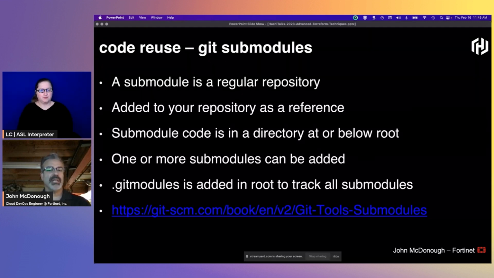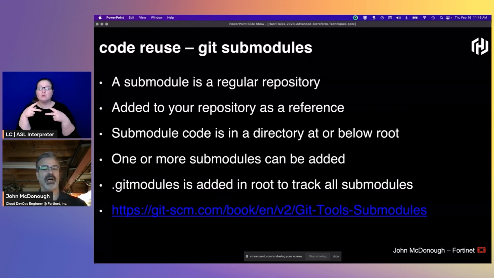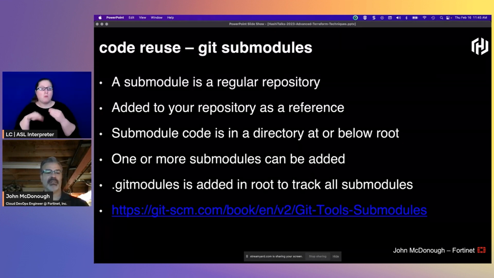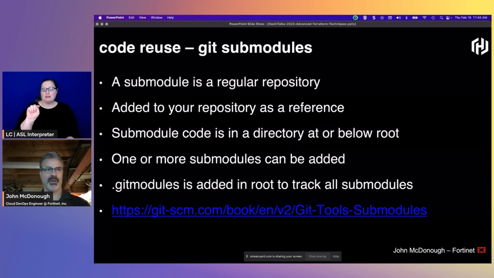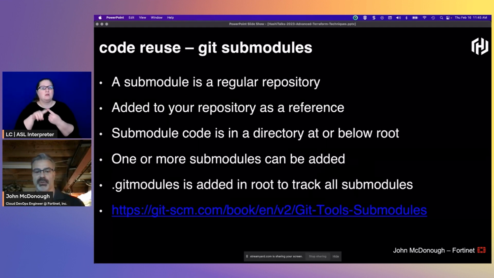Submodule code is in a directory at or below root. One or more submodules can be added to your project, to your repository. And a new hidden file called .gitmodules is added in the root of your repo to track all the submodules. If you want to know more about submodules, you can read about that on the Git website, and I've added a link to that.